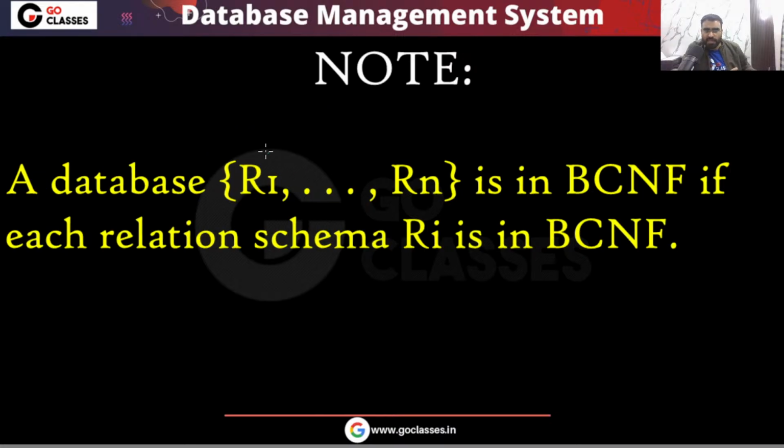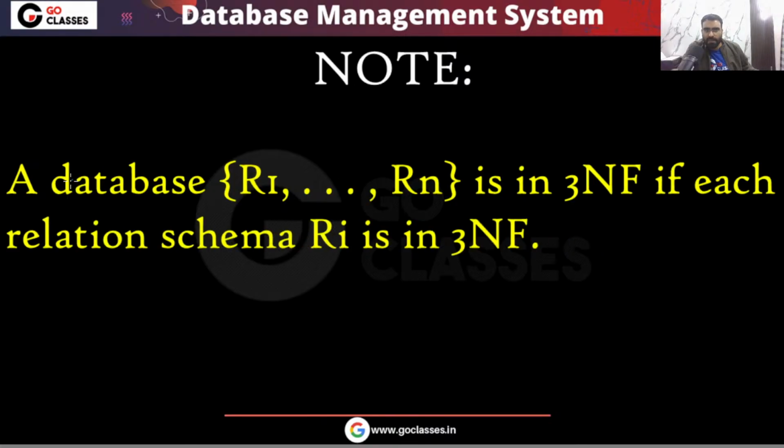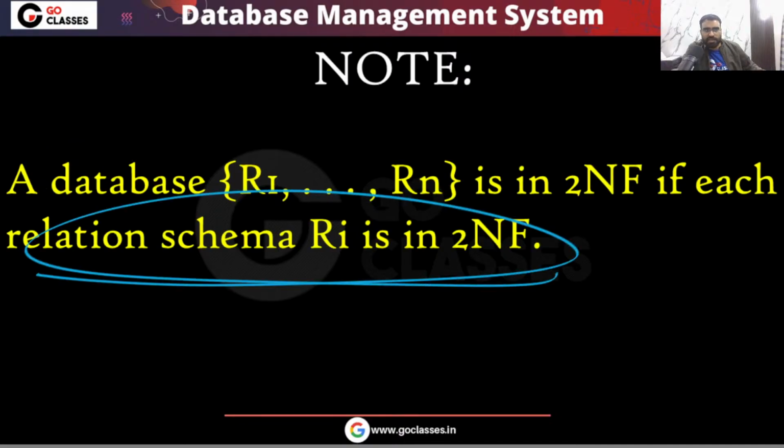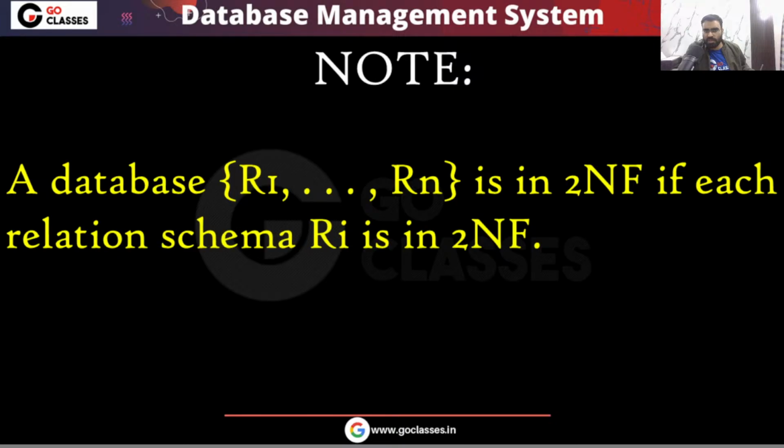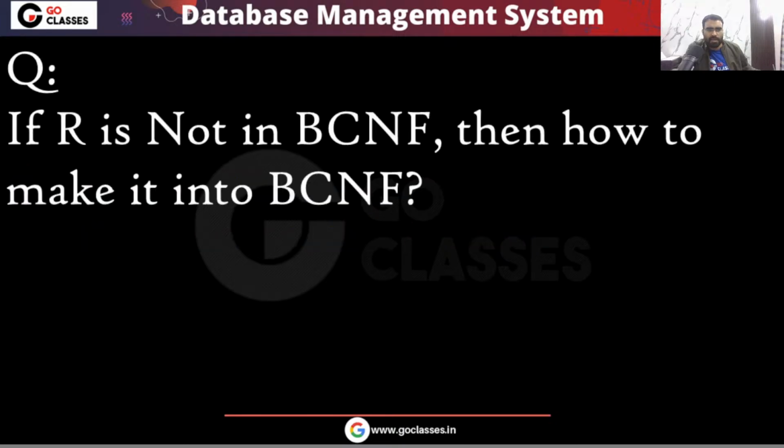Okay, in our database we can have many tables, so a database is in BCNF if each table is in BCNF. Similarly, a database is in 3NF if each table is in 3NF. Similarly, a database is in 2NF if each table is in 2NF. Okay, now let's move on.